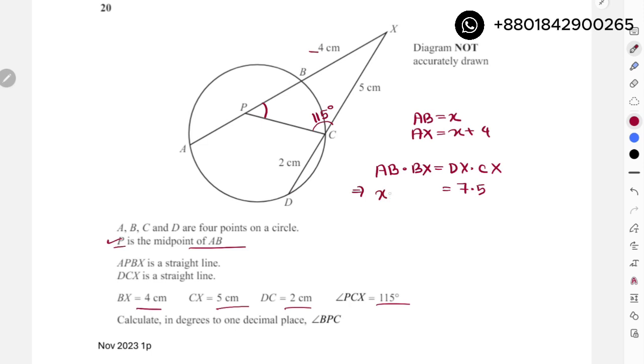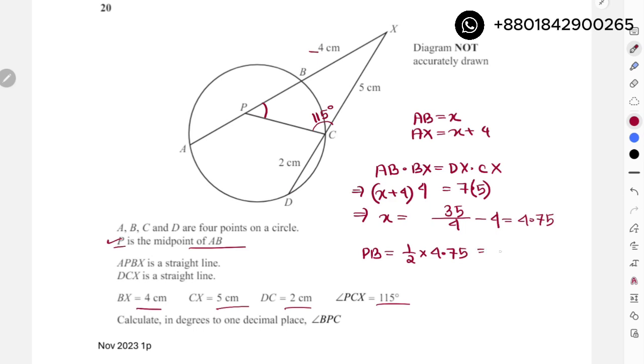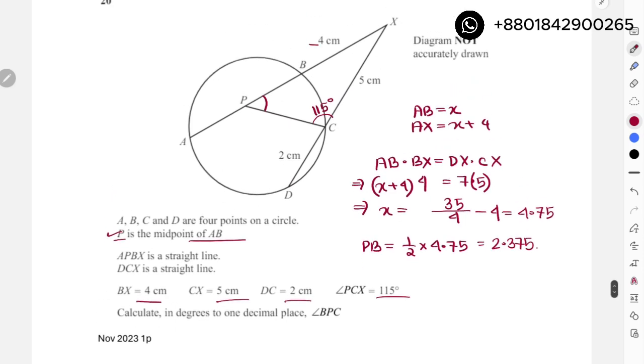So that gives you x plus 4 and 4, right? And this is 35 in that case. This is a multiplication, so you get the value as 35 divided by 4 minus 4, right? From there you get 35 divided by 4 minus 4. That is actually 4.75. If the value for x is 4.75, understand x was AB. That means PB, half of AB, is going to be half of this 4.75, obviously. So 4.75 divided by 2 gives you 2.375. Now you can easily focus on the triangle PBC.